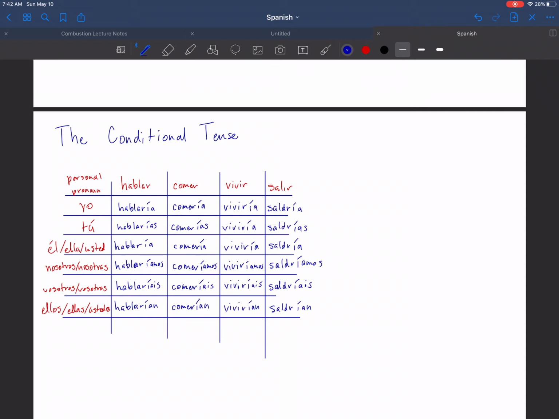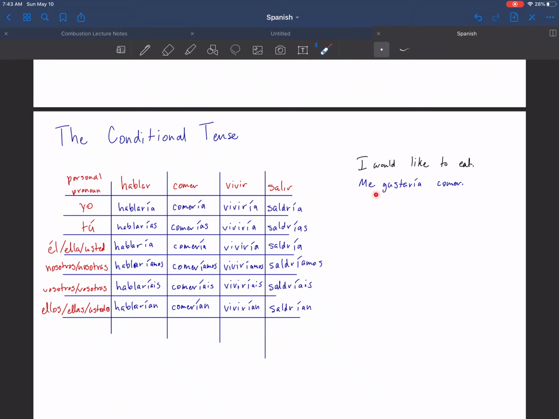But let's say you want to say I would like to eat. You would just say me gustaría comer, right? Simple enough. I've talked about this before. Directly, this means it would please me. You can look at that as a reflexive verb. Well, no, actually, it's not a reflexive verb, but it would please me to eat. I would like to eat.